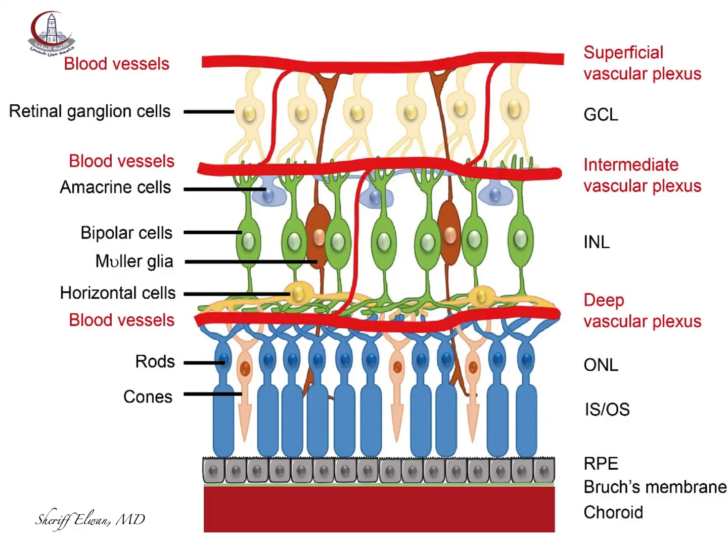All these make three plexuses. One is the deep vascular plexus in the outer plexiform layer. The second is the intermediate vascular plexus in the inner plexiform layer. And finally, the superficial vascular plexus that is lying under the internal limiting membrane.